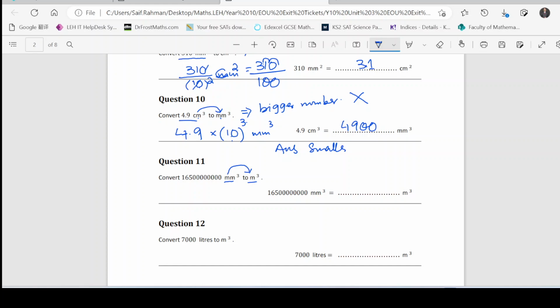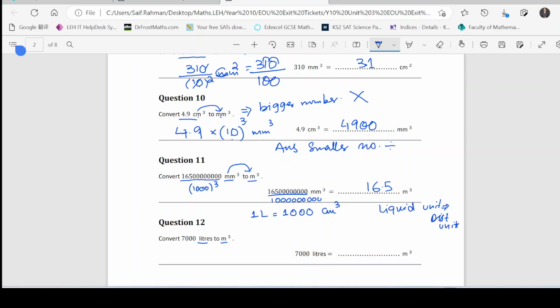So first, let's convert this one. 1 liter is 1000 centimeter cube, right? So if we want to convert this one into centimeter cube, we have to do 7000 times 1000. Right, now we converted it into centimeter cube. So now from centimeter cube to meter cube, this is simple because it is just within the distance units, right? Both centimeter and meter cube are distance units.